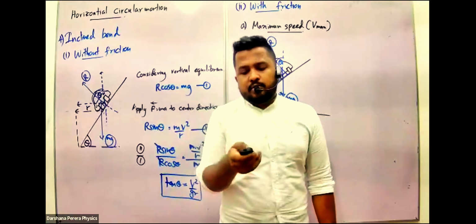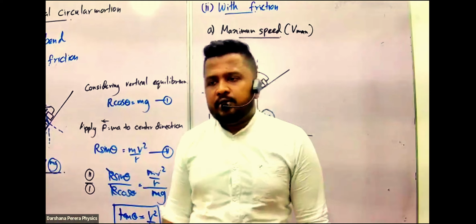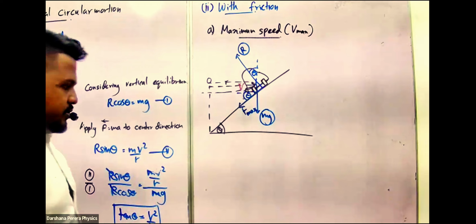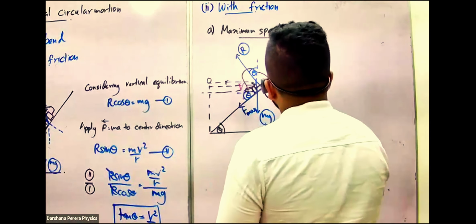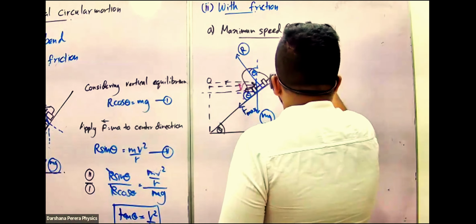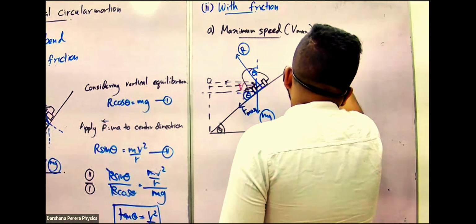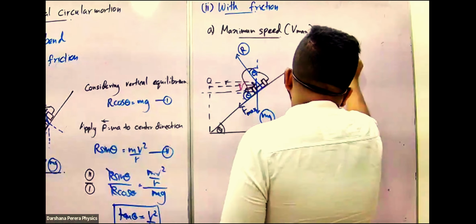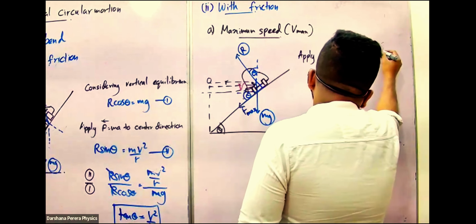Right. For this case, we have to find the Vmax, right? Okay. This is the circular motion. We only use the 3 steps. We have marked every force. Then we apply vertical force equilibrium.